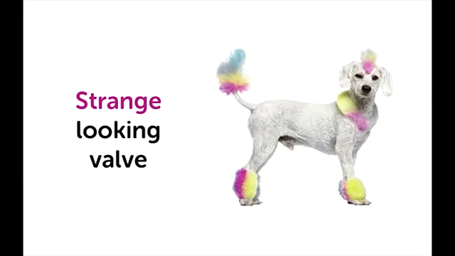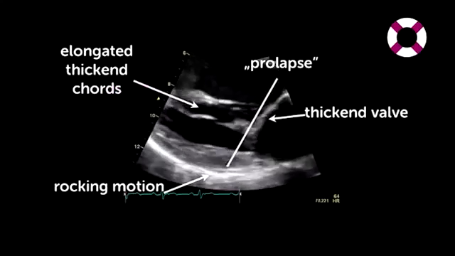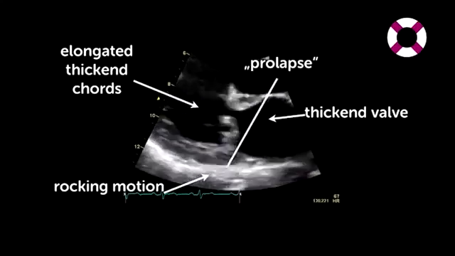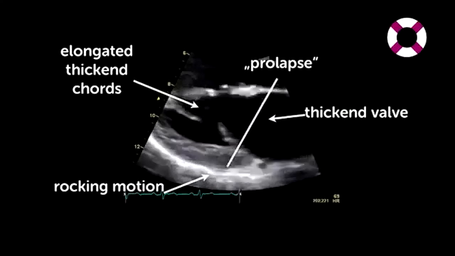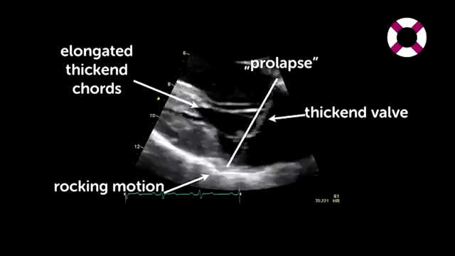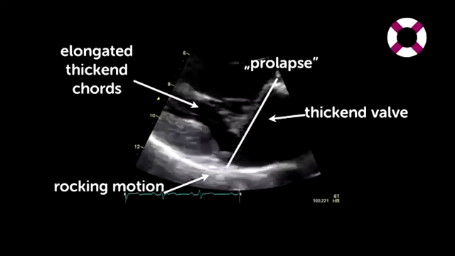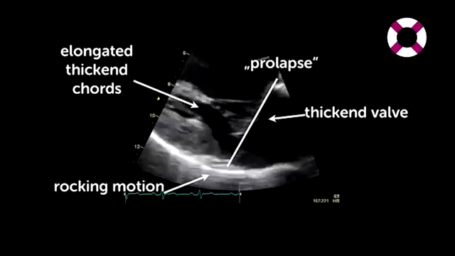To suspect mitral regurgitation, look at the valve and always suspect MR if the valve looks strange somehow. Important that morphology and MR severity don't always match. Then I showed you an example of a mitral valve prolapse and displayed that there are many things that you can find in myxomatous mitral valve prolapse or morbus Barlow, all the same thing. These include elongated and thickened cords, the prolapse of the valve, thickening of the valve, and a rocking motion of the posterior mitral valve leaflet.